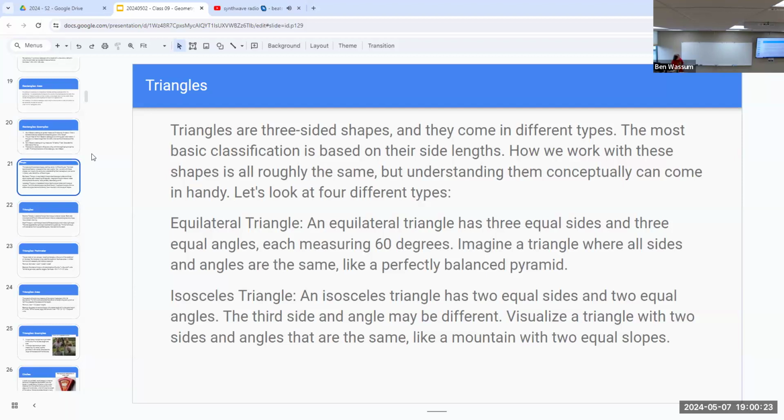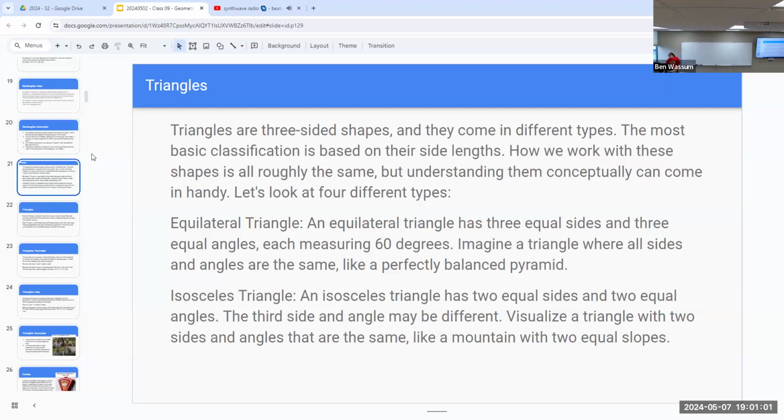I can just very randomly find right triangles in the world all over the place, because if you got two sides of something coming off of each other, you can kind of make a right triangle out of everything. So equilateral triangles exist. An equilateral triangle has three equal sides and three equal angles, each measuring 60 degrees. Imagine a triangle where all sides and angles are the same, like a perfectly balanced pyramid.